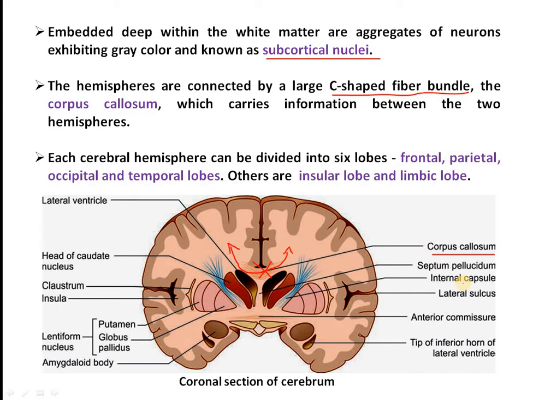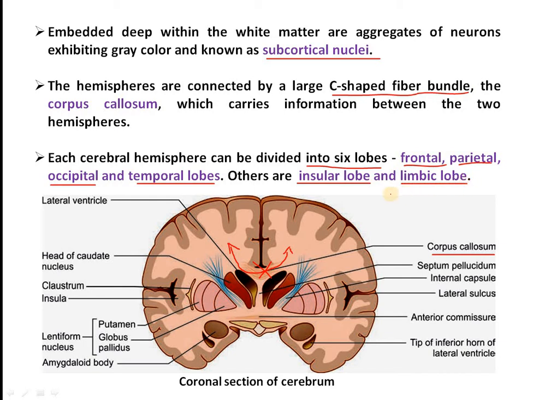Other than this, there are other fibers also, which I discussed in earlier slides. Each cerebral hemisphere can be divided into 6 lobes. Functionally they can be divided into frontal, parietal, occipital and temporal. So these are the major lobes. Other than these, there are the insular lobe and the limbic lobe.